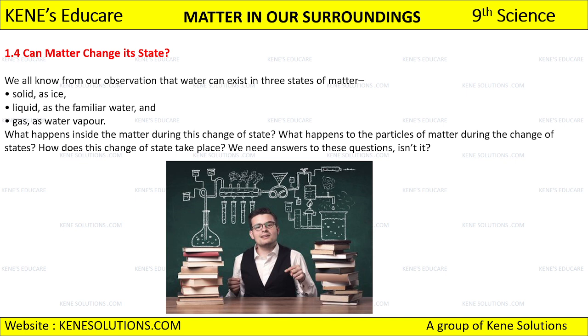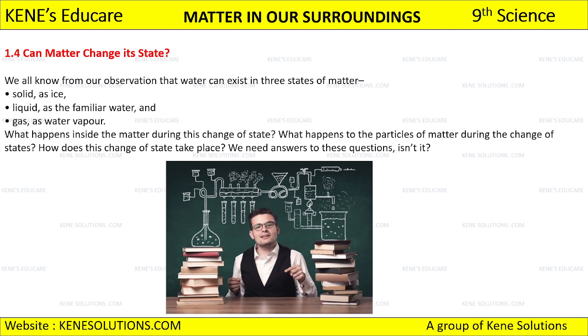Okay, so see, we all know from our observation that water can exist in three states of matter, right? How many states of matter? Three states of matter, right? If it is in ice form, it will be a solid. The liquid is the most common water that we have, and the gaseous form is water vapor. So it means water can exist in all three states, right?